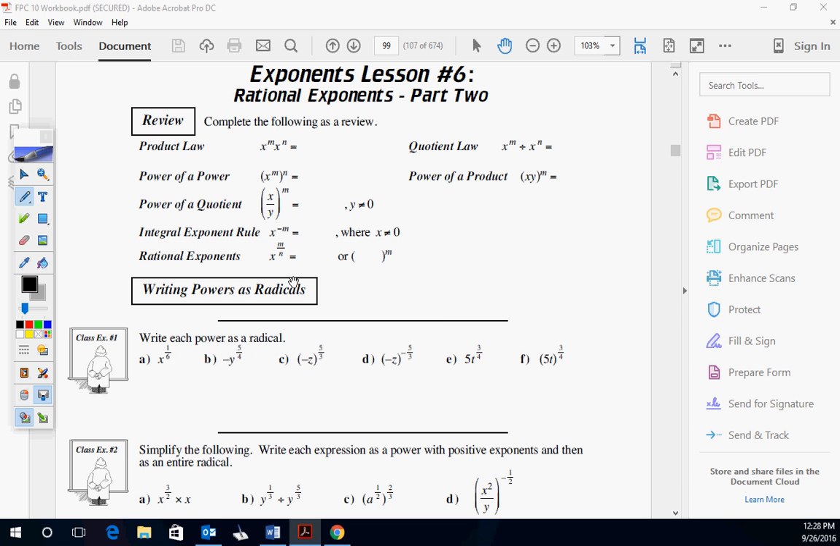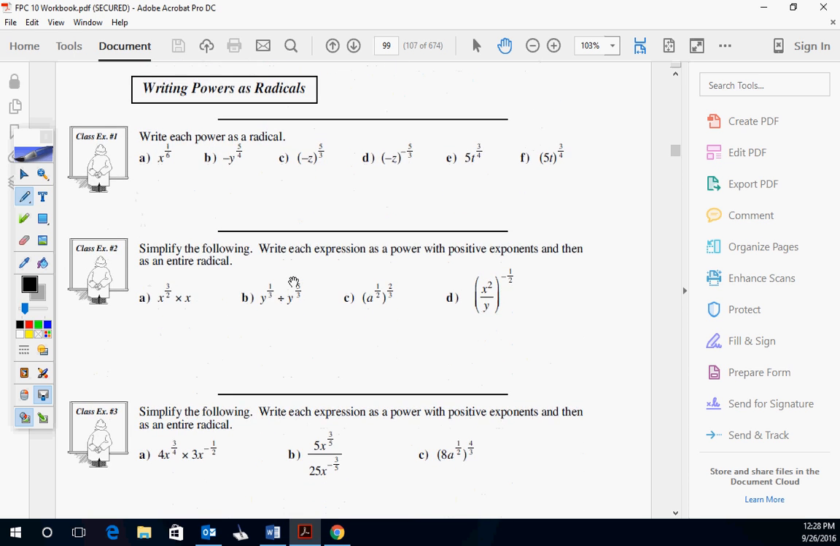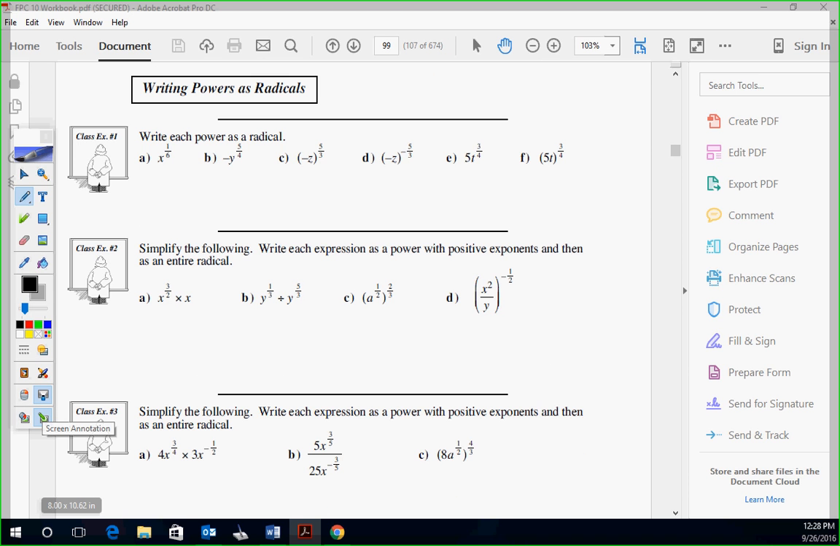But anyways, so writing powers as radicals. If we're going to write these with radicals, we're not doing the actual problem because obviously they're variables, they're unknown values. So it's just understanding that A would be 6th root of x. Okay, now B is where it gets a little dicey. Does the exponent affect the negative? Yes or no? It doesn't. So if it doesn't affect the negative, you simply just write the negative still.